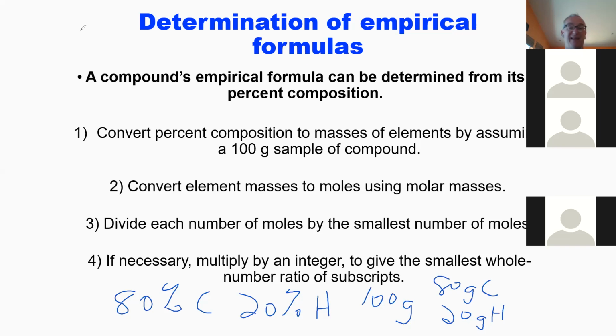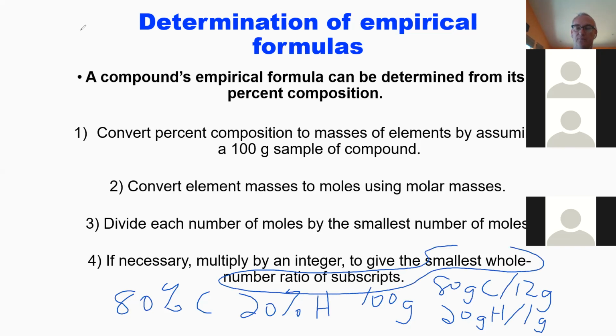And then, because grams don't really mean anything in chemistry, you need moles, right? So then I would figure out, well, each mole of carbon weighs 12 grams, each mole of hydrogen weighs 1. So I would have 80 divided by 12 moles of carbon, 20 divided by 1 moles of hydrogen, and then figure out how many moles of each one I had, and then try and get it to the smallest whole number ratio.